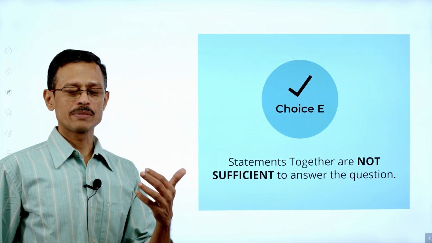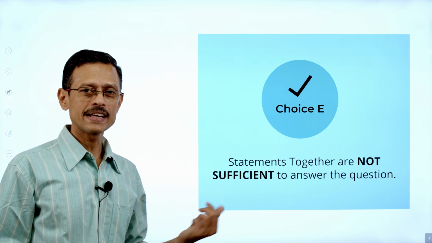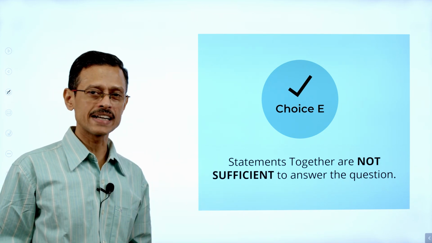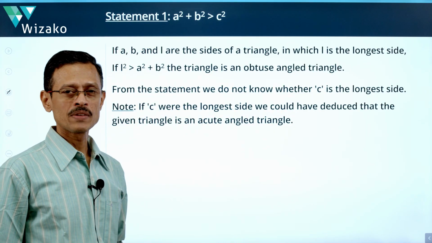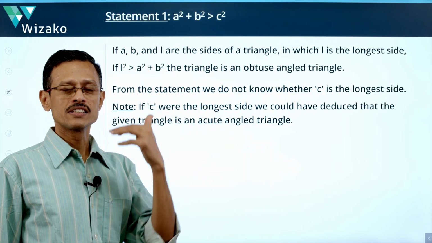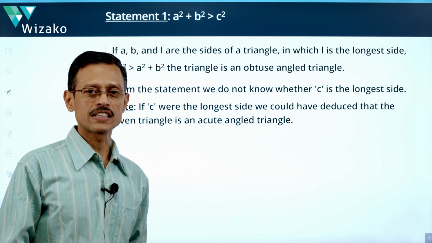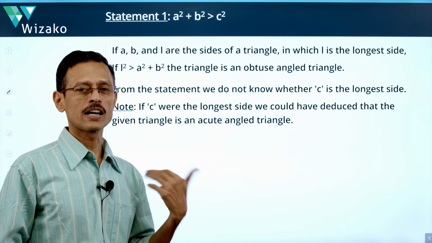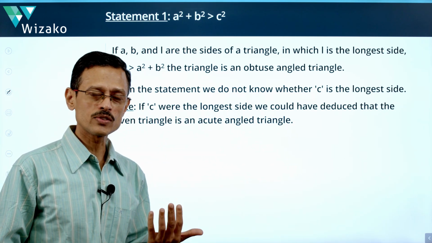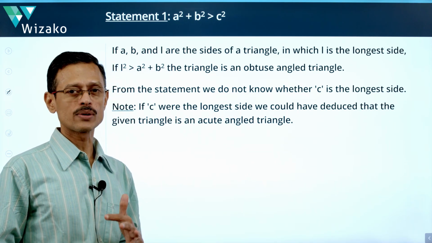Let's quickly summarize it because we dealt with a couple of properties about obtuse angle triangles. So recapping it in probably a minute will help us consolidate the entire idea. Started with the statement A square plus B square is greater than C square. We introduced this concept: if A, B and L are the three sides of a triangle where L is the longest side, L square should be greater than A square plus B square for an obtuse angle triangle, will be equal to A square plus B square for a right triangle, and will be less than A square plus B square for an acute angle triangle.